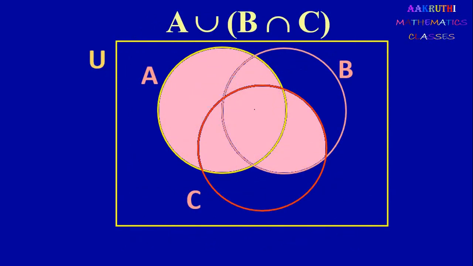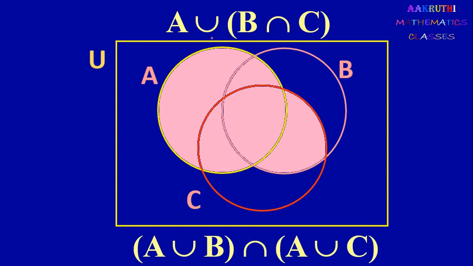So next, now this is A union B intersection C. Here the full A circle is shaded and the common part belonging to B and C is also shaded. So this part belongs to both B and C. So this part and this part A together, this is called A union B intersection C. That is all the elements from A and the common elements from B and C. And this is A union B intersection C.